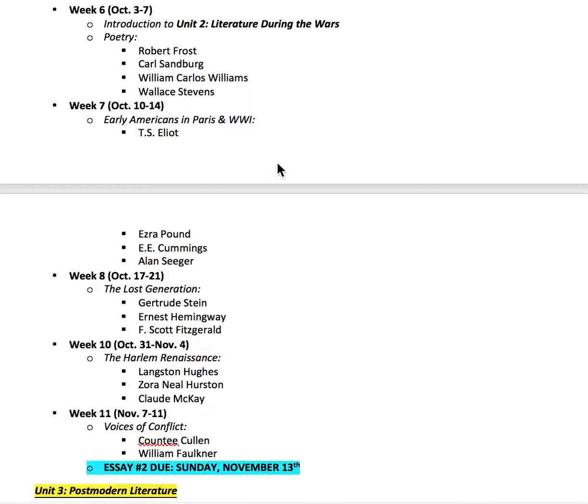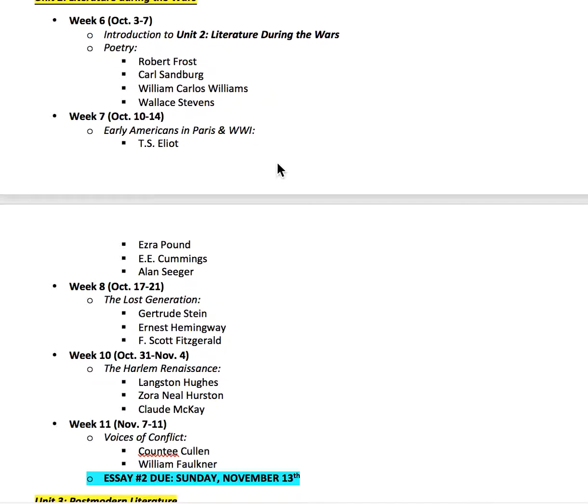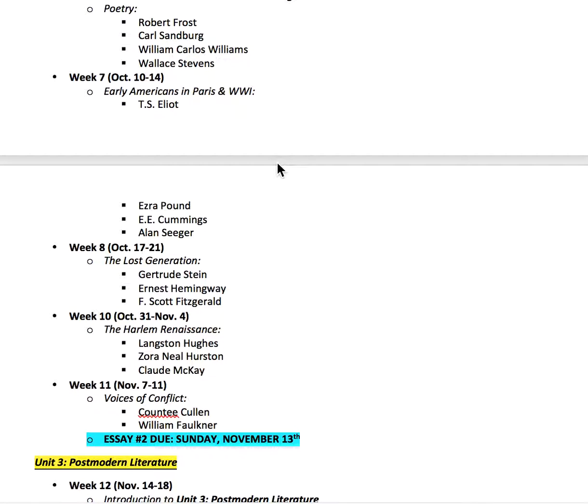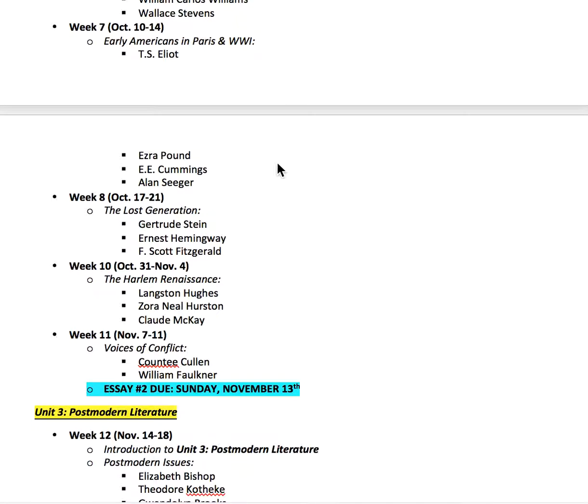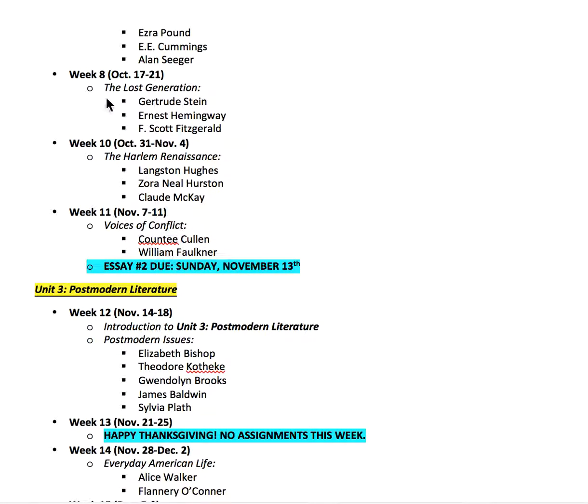So this is going to be literature during the wars, 1914 to 1945. So World War I and World War II. So we'll be looking at a week's worth of poetry, Frost, Sandburg, Wallace Stevens. And then we'll be looking at Americans in Paris and World War I. So we're looking at T.S. Eliot, Ezra Pound, post-World War I as well, E. E. Cummings, Alan Seeger. And then we're going to be looking at what you've probably read before, which is Hemingway, Fitzgerald, and Gertrude Stein when you talk about the lost generation.